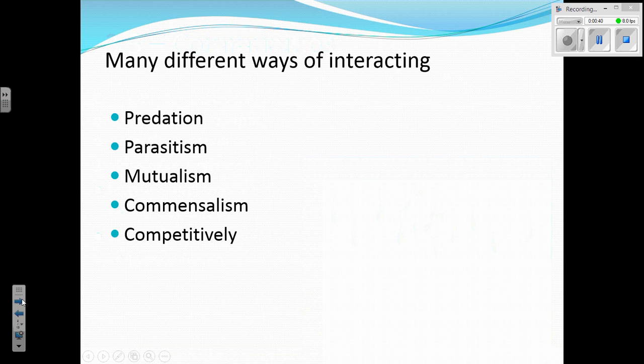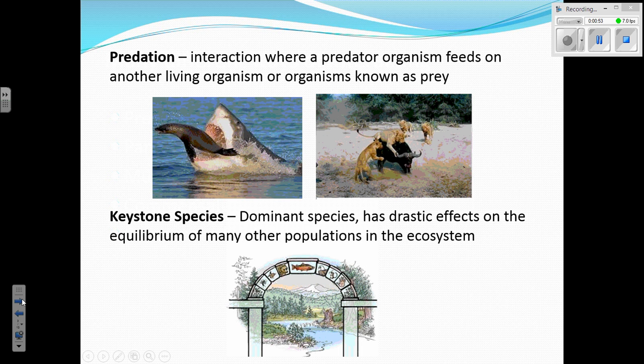There's many different ways that communities interact. There's predation, there's parasitism, there's mutualism, commensalism, and then finally competitivity. Predation is interaction where a predator organism feeds on another living organism known as prey. And here's a couple examples, the shark eating the seal and the lion eating the wildebeest.